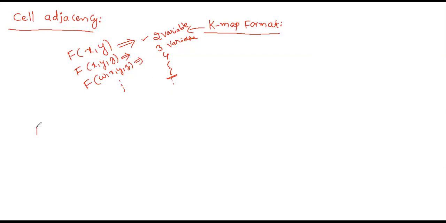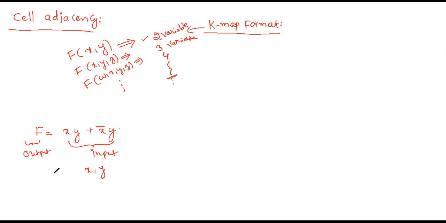For example, a Boolean function is given like this. To simplify this expression, which variable K-map do we need to use? See, the left side is the output of the Boolean expression or the device, and the right side are the inputs. In the inputs, how many variables are there? We have only two, x and y. So we can simplify this expression using the two variable K-map.